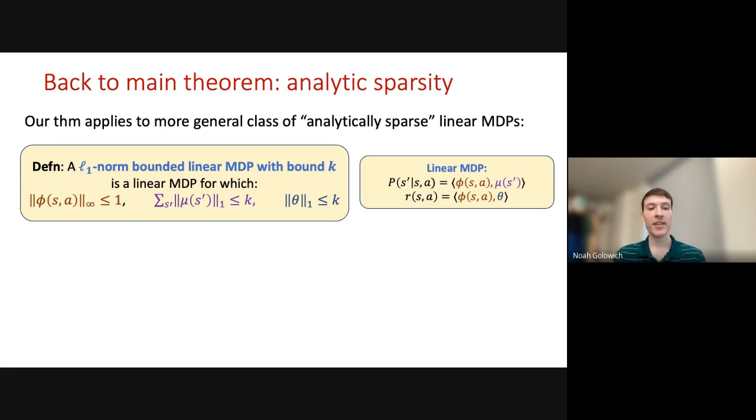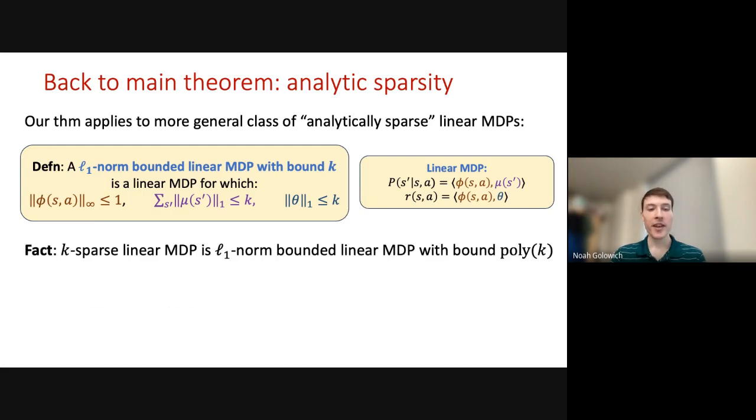And formally speaking, we say an L1 norm-bounded linear MDP with norm bound k is a linear MDP for which the following constraints hold. Once again, we have an L infinity norm constraint on all phi of S, A. But now we require that the sum over all states of the L1 norm of mu of S prime is at most k, and also the coefficient vector theta has L1 norm at most k.